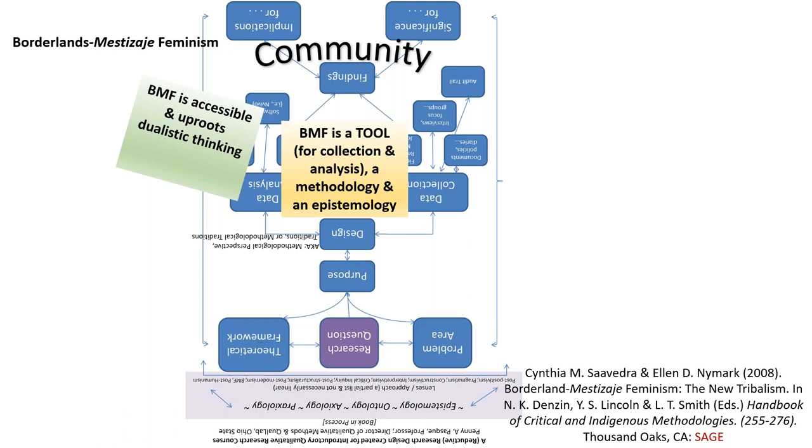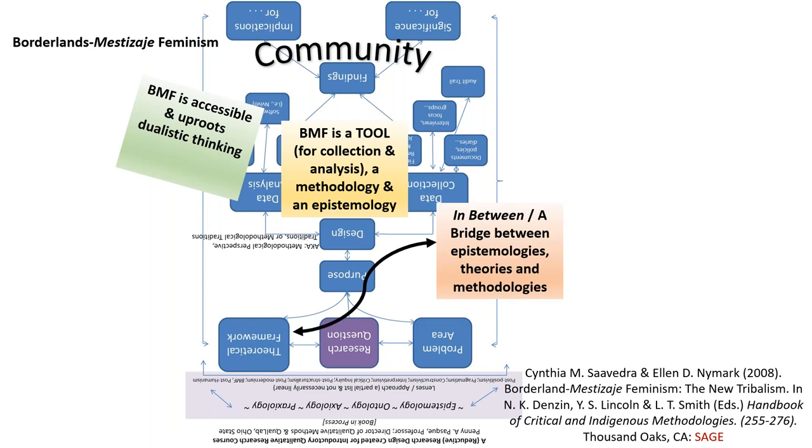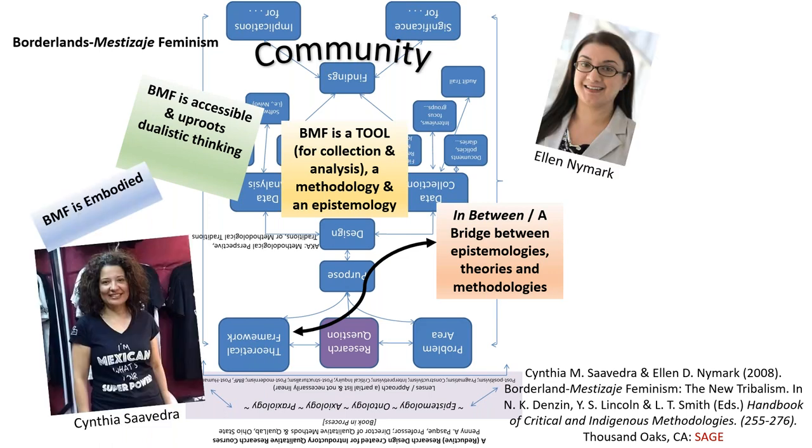You'll see here that it's an epistemology, a methodology, and a tool for collection and analysis. It's a bridge in between theories and methodologies. They connect these together. Again, it's not linear. It is embodied. Who Ellen and Cynthia are as embodied people come through in this approach. So a good example that I hope you actually take a look at is this SAGE handbook that many of you probably see quite often, and take a look at their work and utilize their work in your future research studies.